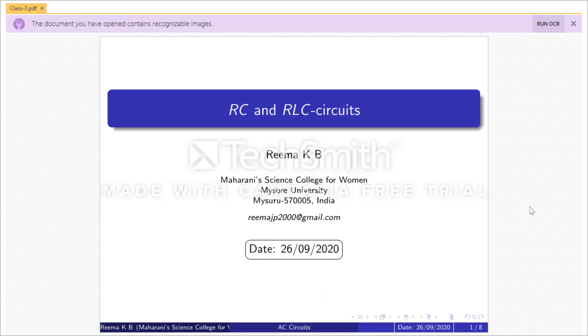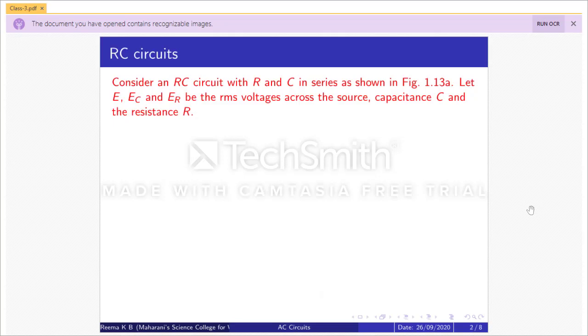RC and RLC circuits. Let's discuss RC circuits. Consider an RC circuit with R and C in series as shown in figure 1.13a.